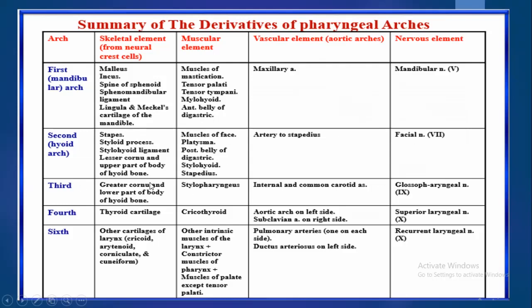Third one, these are the skeletal elements, bone, and this is the muscle, stylopharyngeus, the artery, internal and common carotid artery, and the nerve, glossopharyngeal. The fourth one gives thyroid cartilage, cricothyroid, and aortic arch, superior laryngeal. The sixth one.